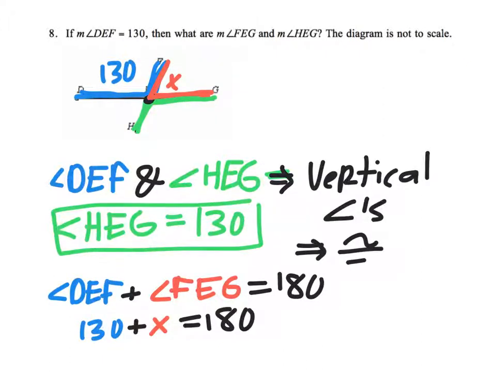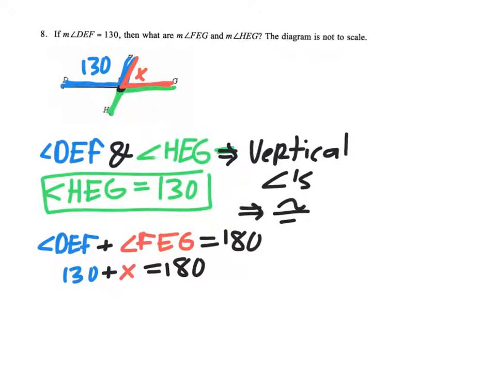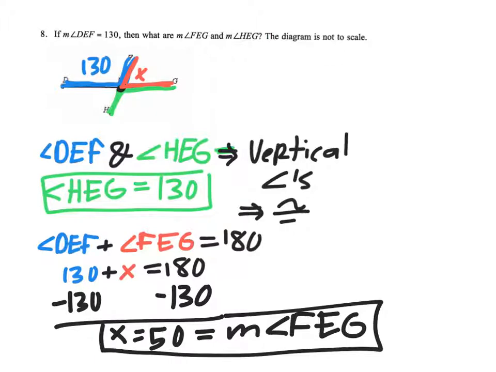I'm going to zoom out a little bit so I don't have to retype or write. So what I'm going to do is, to solve, we're going to subtract 130 from both sides. And when I do that, we get X equals 180 minus 130, which is 50, which equals the measure of angle FEG, the second one they wanted us to find. So our second answer is 50.